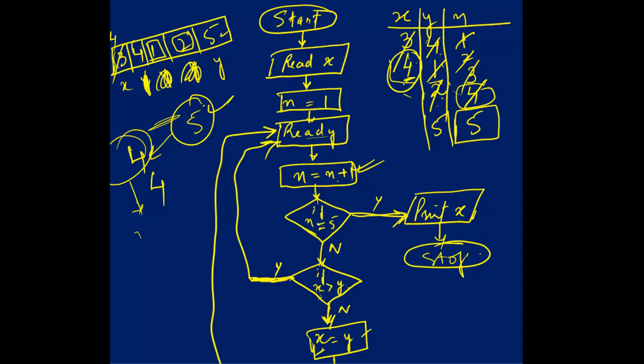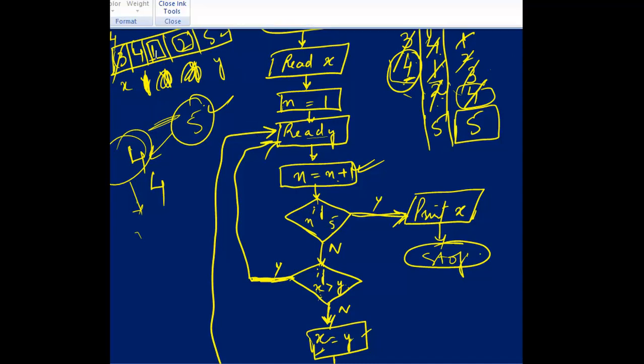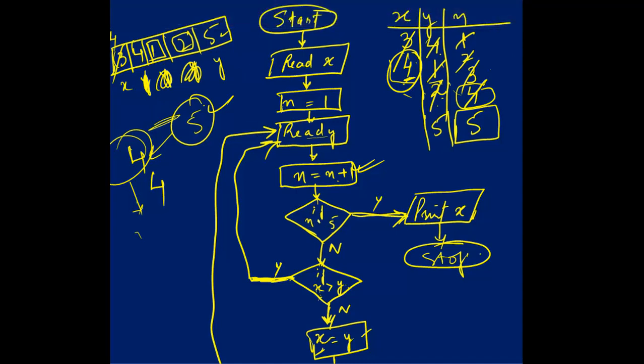If I write here, if n is greater than 5, I will erase the equal to first, and I will write here if n is greater than 5. So now again I will move here. I have read y, that is 5, and n is equal to n plus 1, so n has been incremented by 1, that was 4, and that has become 5.